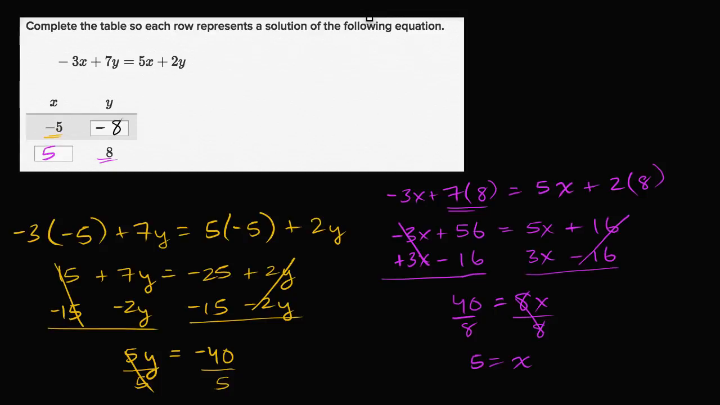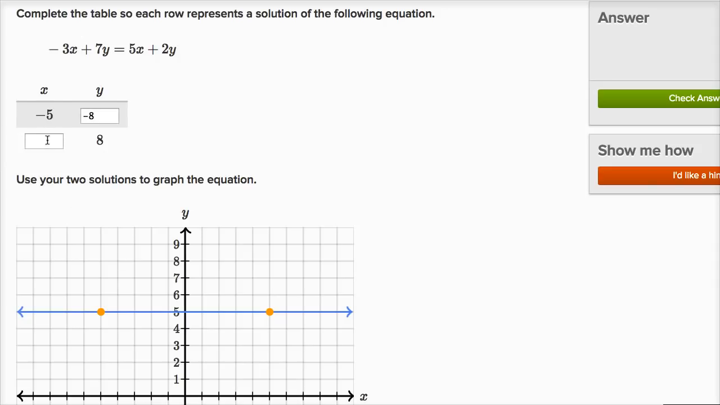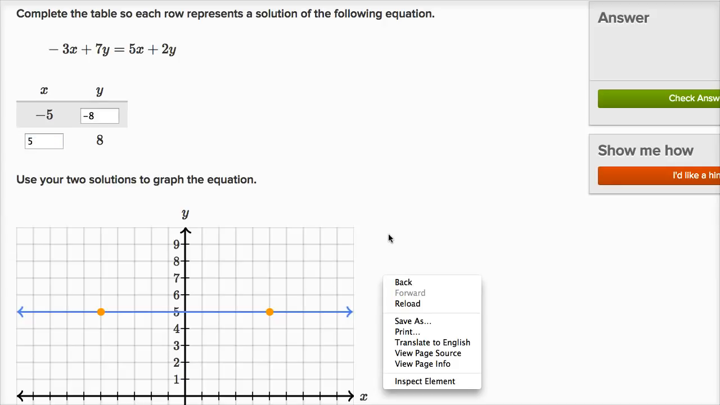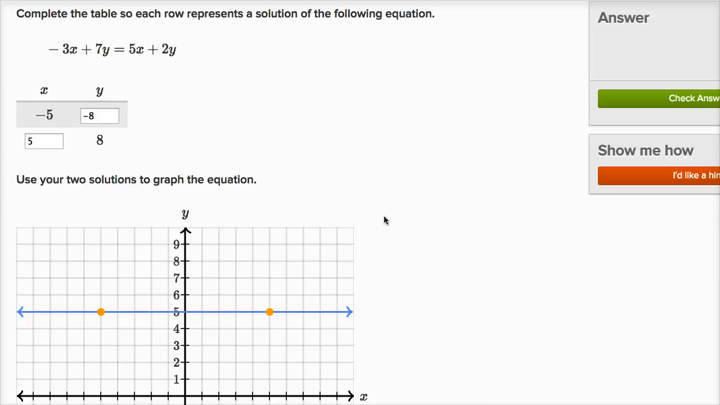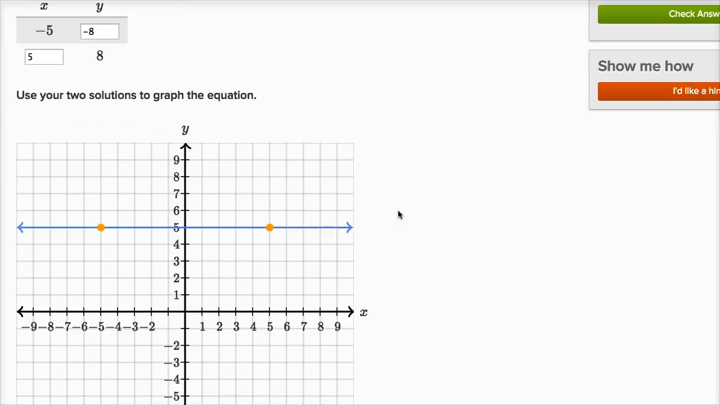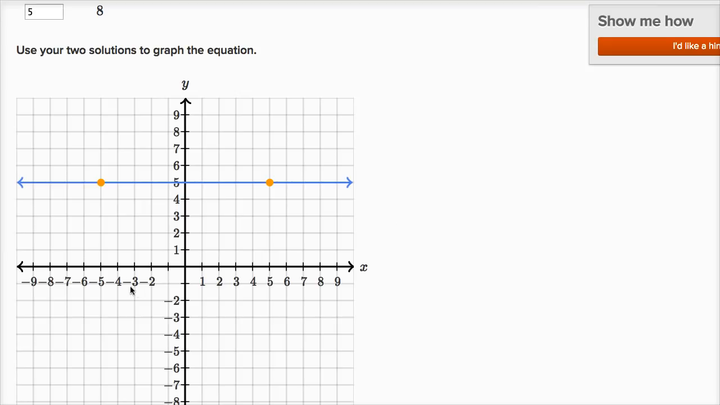So let's go back now. So when y is +8, x is +5. Now they ask us, use your two solutions to graph the equation. So let's see if we can do, let me use my mouse now. So to graph the equation, when x is -5, y is -8. So the point -5, -8. So that's right over there.